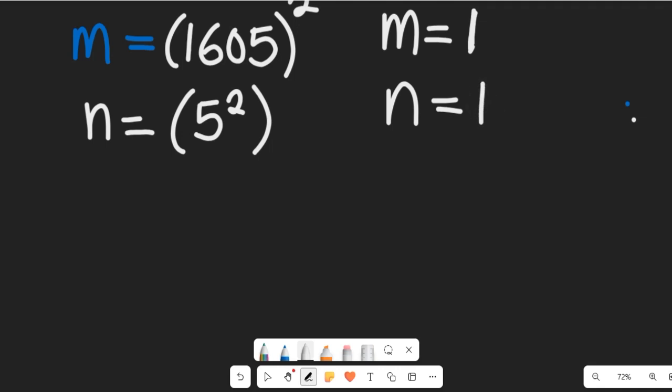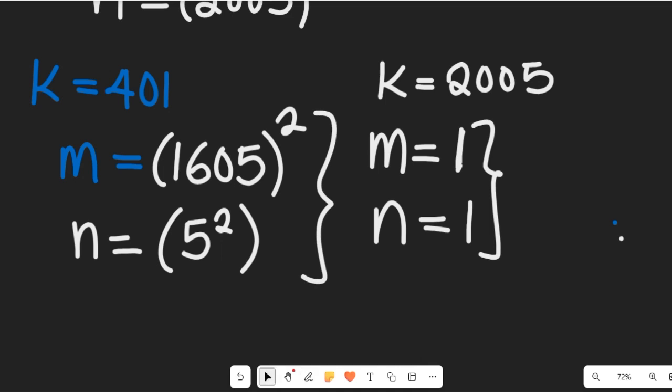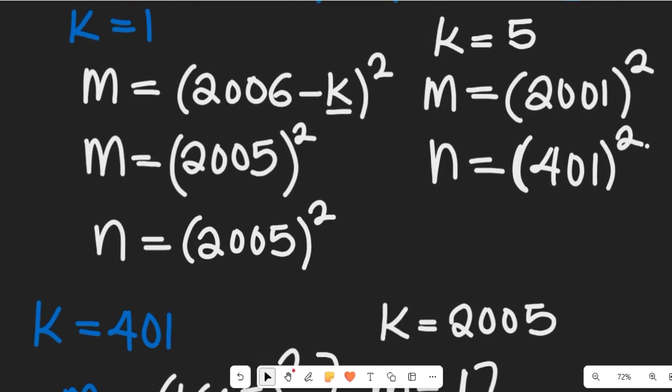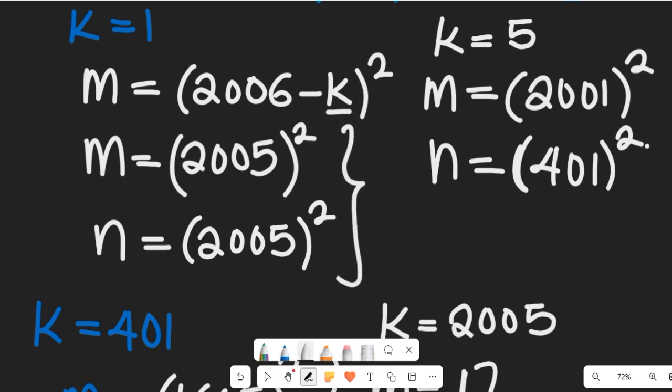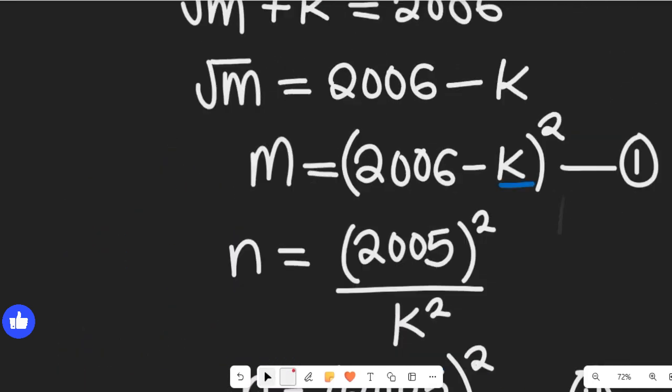So all these are simply values of m and n I can derive, assuming the value of my k. The possible values of my k are 1, 5, 401 and 2005, which are all factors of those expressions. So these are possible values of k I can get from simplifying that expression.